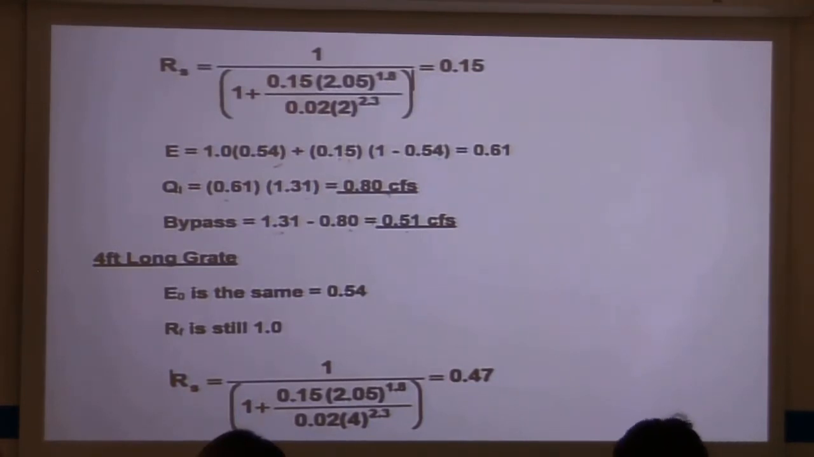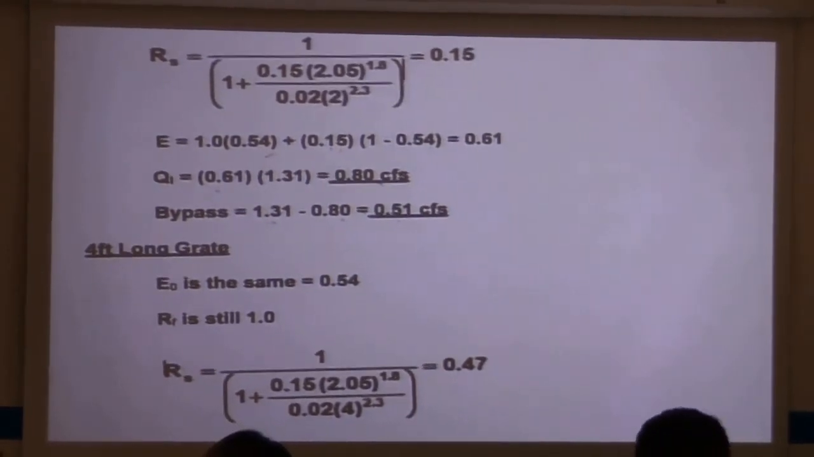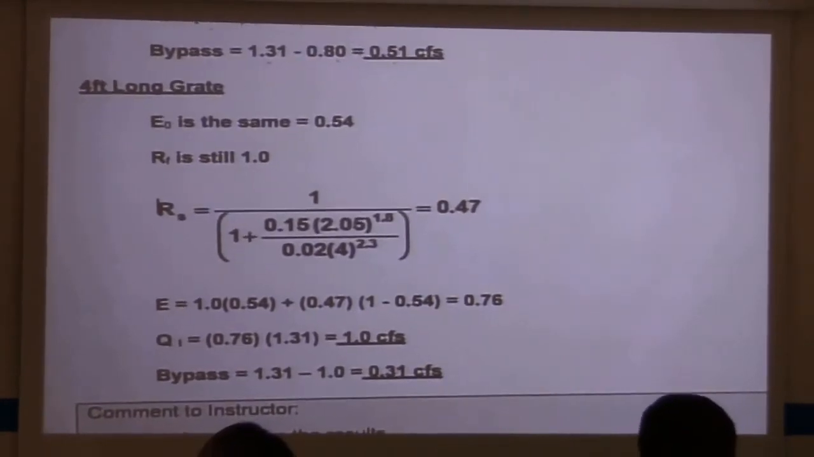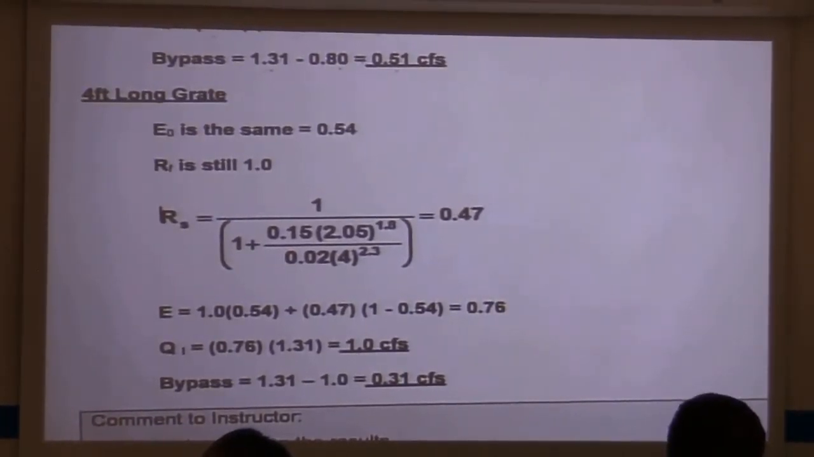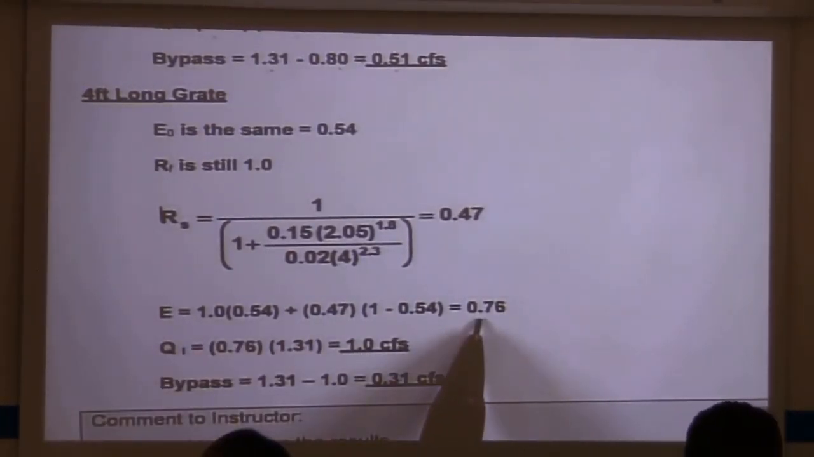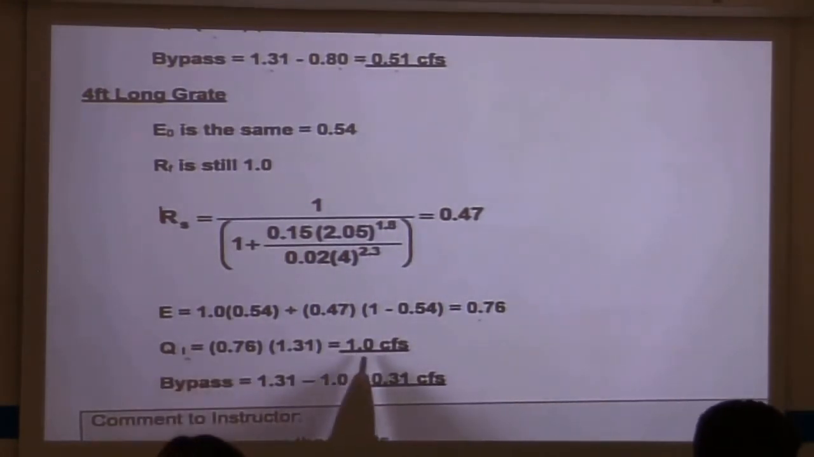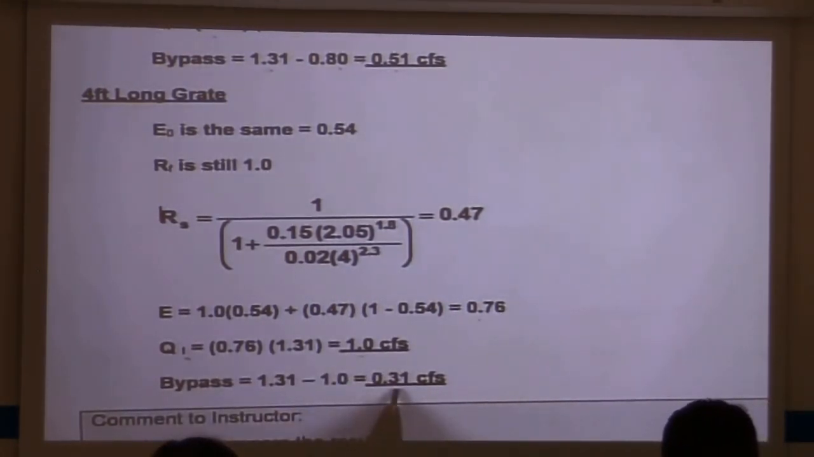So you can run through all that again with a 4-foot long grate. The efficiency there was 0.76. The intercepted was 1 CFS, and so we had a bypass flow of 0.31.